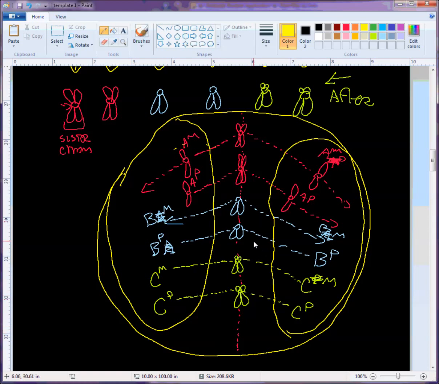So only one combination is possible. One combination of chromosomes will be present at each pole at the completion of anaphase. And that's going to change for meiosis, as we'll see next.